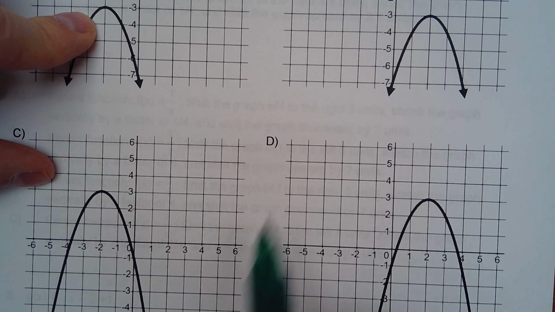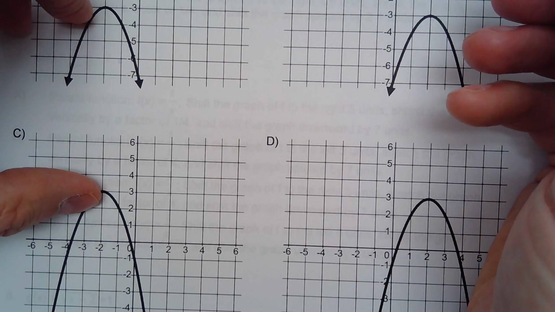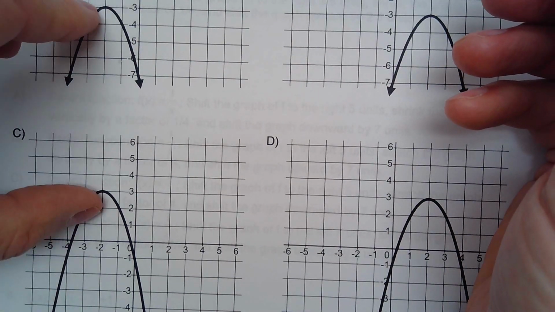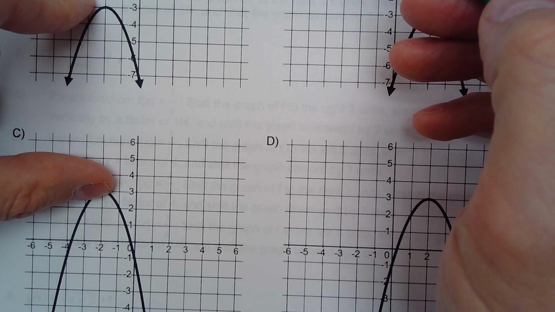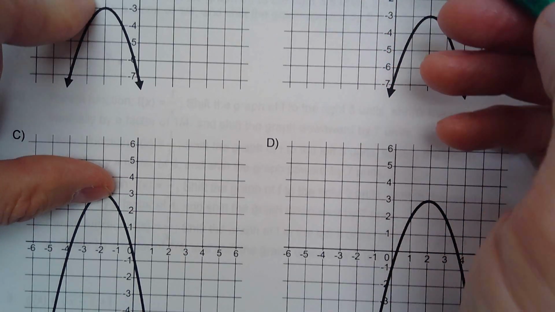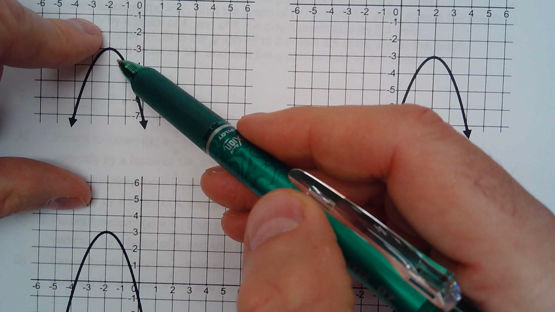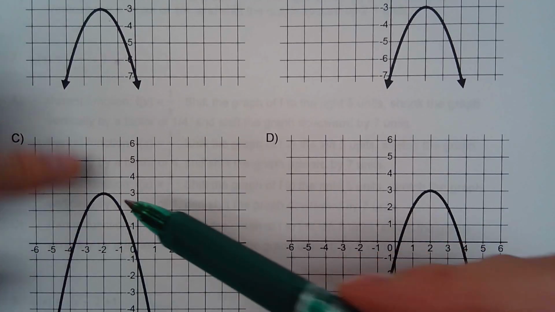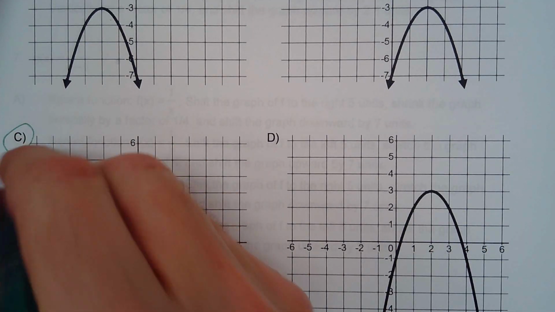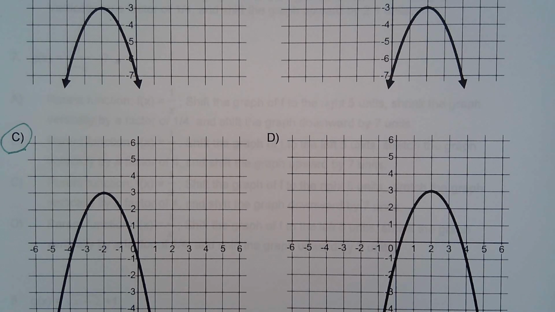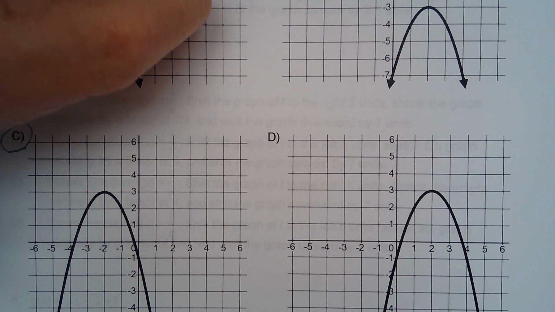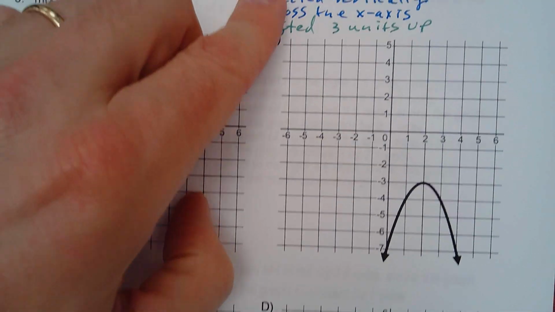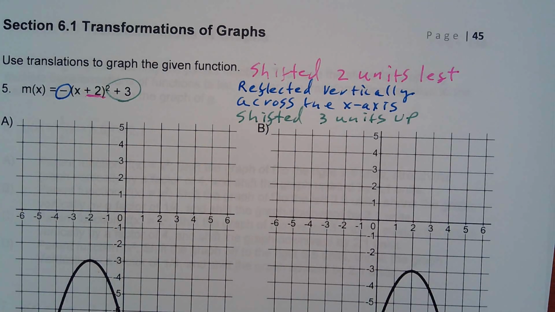Okay? Both of them are reflected across the x-axis. Okay, so that's fine. And then I'm looking for it being shifted up 3 units. Well, this has been shifted down 3 units. This has been shifted up 3 units, so it should be C. So I'm just doing a process of elimination, going through and looking at my conditions and eliminating graphs that don't fit.